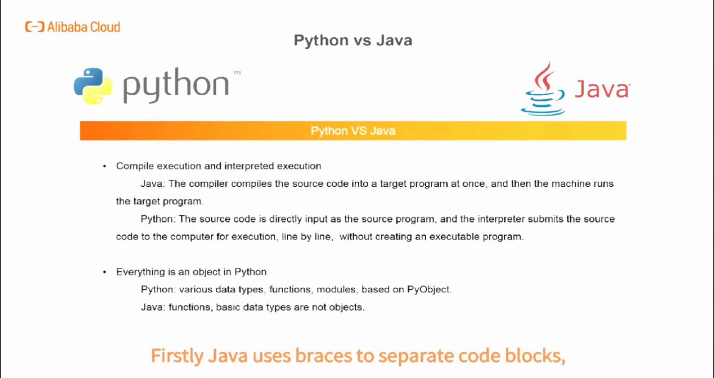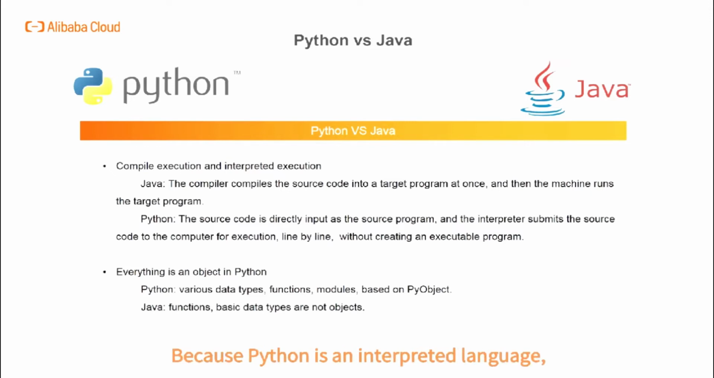Firstly, Java uses braces to separate code blocks, while Python uses indentation. I have to say one disadvantage of indentation is that you may see more syntax errors because it is easier to put wrong indents. On the other hand, the advantage is that it can reduce the line count of a function. That is, to implement the same function, if it is developed through Python, its code size is much less than Java.